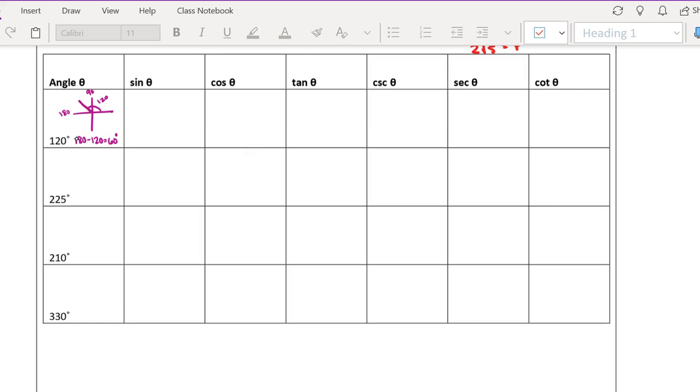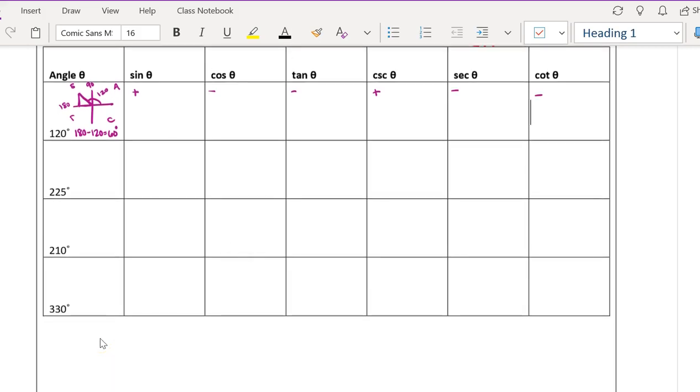The difference is my triangle is in quadrant 2, which means that all students take calculus. That means if I'm in quadrant 2, sine is positive, cosine is negative, tangent is negative, cosecant is positive, secant is negative, and cotangent is negative. Okay. Since we're using a 60-degree reference angle, we're going to use a 60-degree triangle.